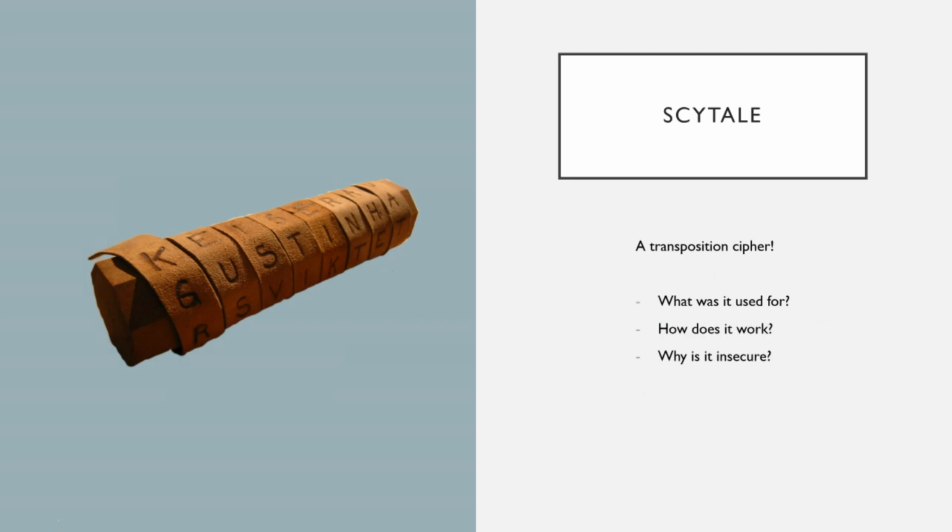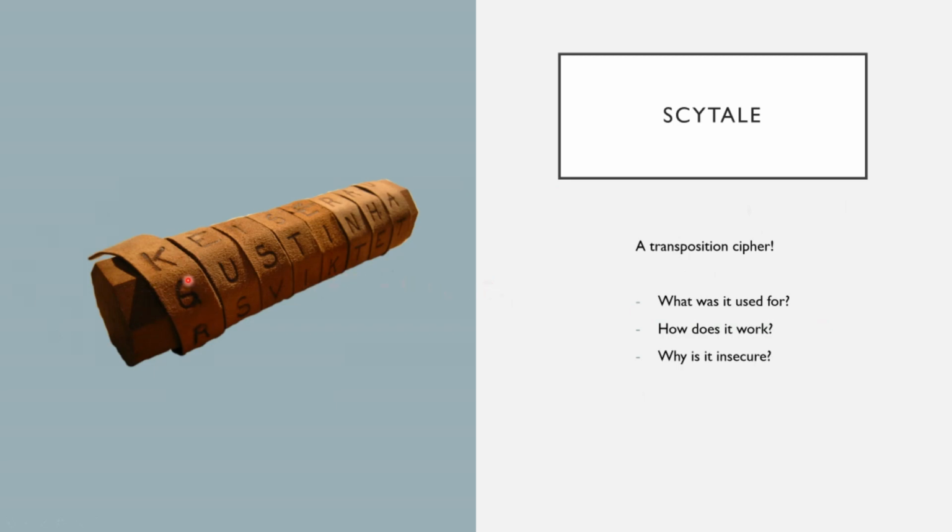It's a transposition cipher, which should give you a hint, meaning the letters are transposed. All the letters you need to decrypt the message are there, they're just not in the right order. This is a real picture of one, and the way it's used is you take one of these dowels and you write. Can you see my laser pointer? There we go.